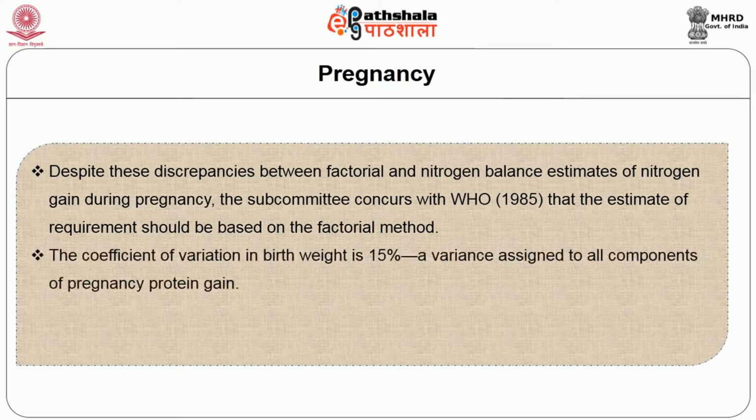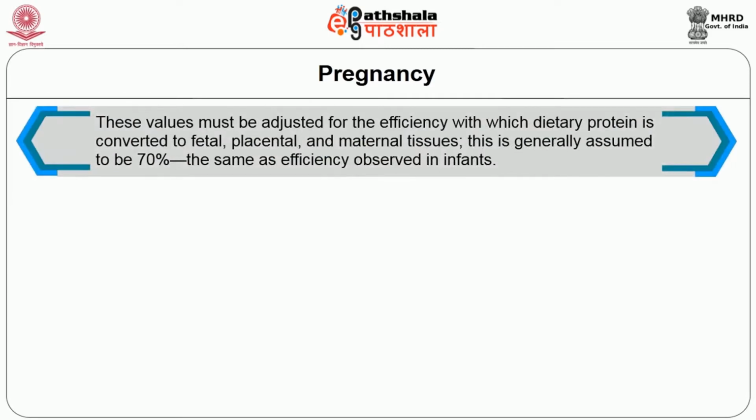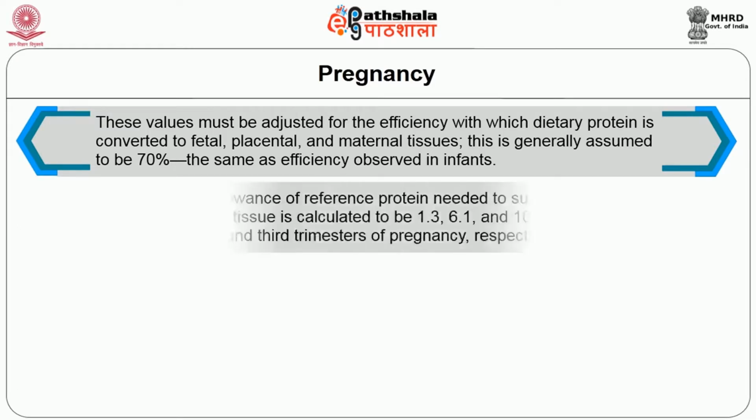The coefficient of variation in birth weight is 15%, a variance assigned to all components of pregnancy protein gain. The average storage value is thus increased by 30% to include the protein gains of virtually all healthy women during pregnancy. These values must be adjusted for the efficiencies with which dietary protein is converted to fetal, placental and maternal tissues.